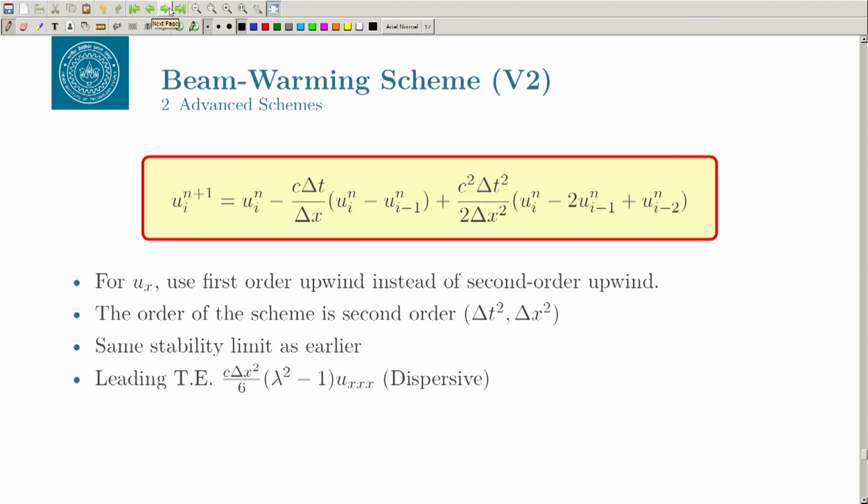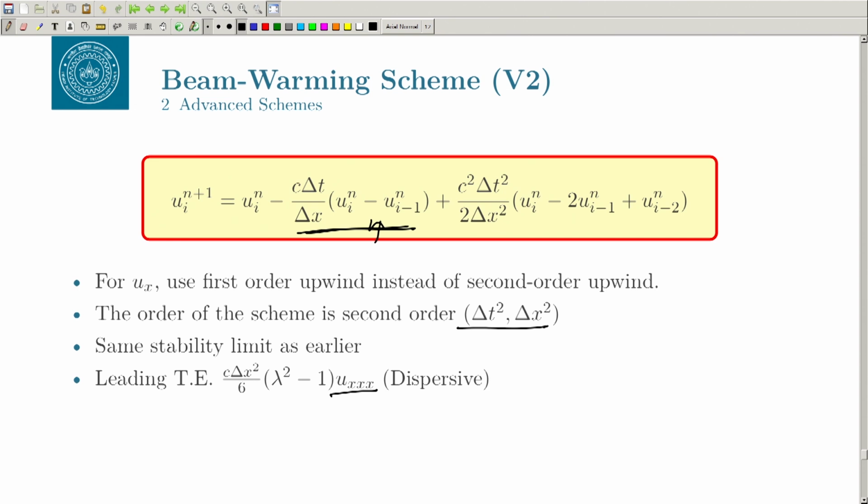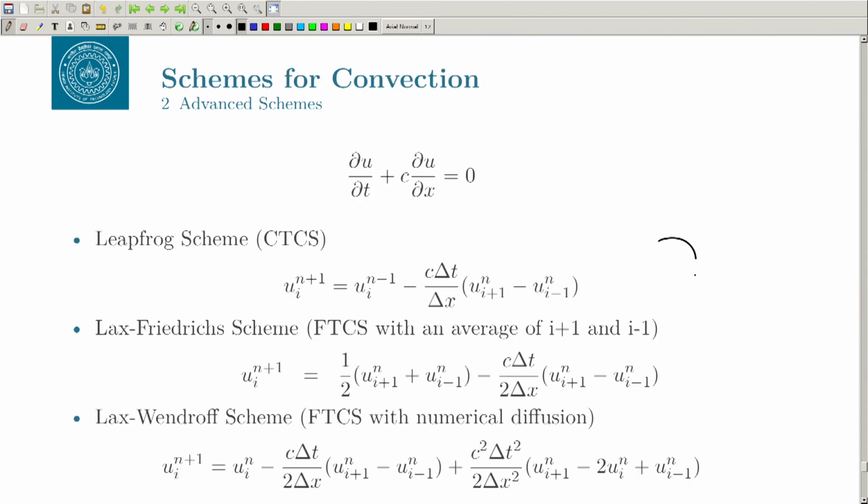We can have another variant, variant 2, where we are just using u_i minus 1 by delta x. So, this is my first order upwind scheme here. So, the final scheme becomes delta t square, delta x square. There is also a u_xx error and it has the same stability limit as earlier, that means it is stable up to lambda less than or equal to 2. So, these are the schemes that we have discussed today.